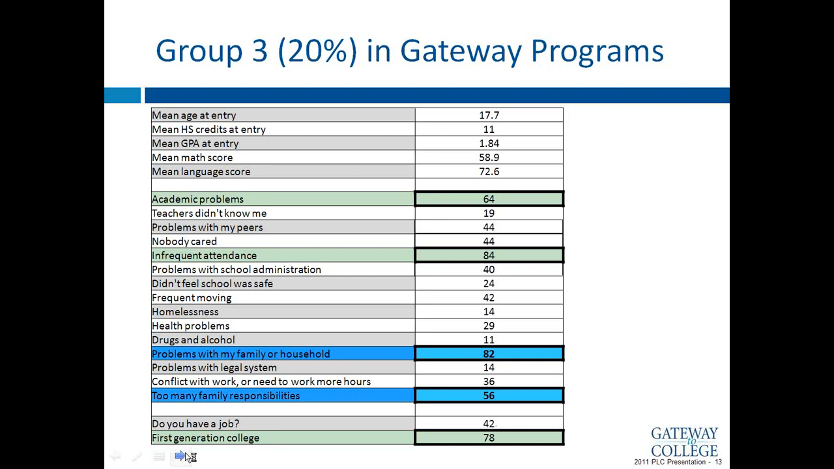All right, so group 3. This is only 20%, about 1 in 5 of our students nationally. This is our oldest group, almost 18 on average. They also have our highest GPA, coming in at 1.84, so just under a C average, and much higher than the network average. Their issues, as you can see in blue on here, are problems with family and household and too many family responsibilities.